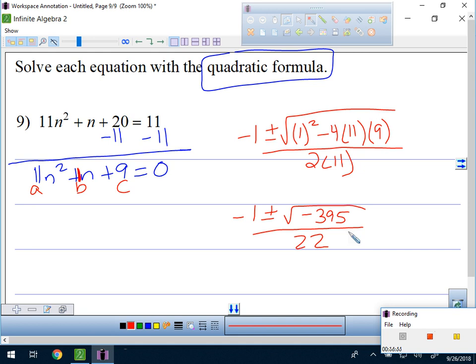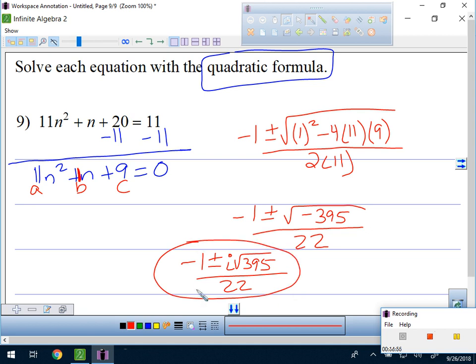And then the only thing that I have to worry about trying to take out is that i. So I'd have negative 1 plus or minus i radical 395 over 22. Can't simplify that anymore.